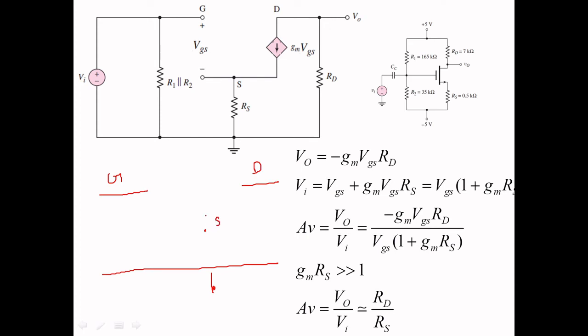Below the source you have an RS resistance, so that has to be included. Then here you can see it was open circuited, right? So here it will be a VGS. Here the ID current will be GM times of VGS, so here it should be short circuited. So this is your mathematical modeling.